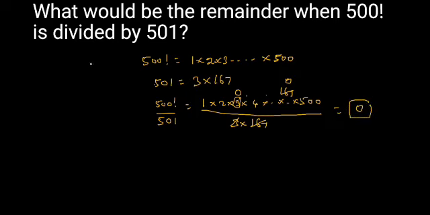For example, you can take it like this. I want to find 5 factorial divided by 2. Now 5 factorial can be written as 1 into 2 into 3 into 4 into 5, divided by 2. Now this 2 divides 2, and the remainder is 0. 0 multiplied with any number is 0. The same mechanism is applied here. So the answer for this problem is 0.